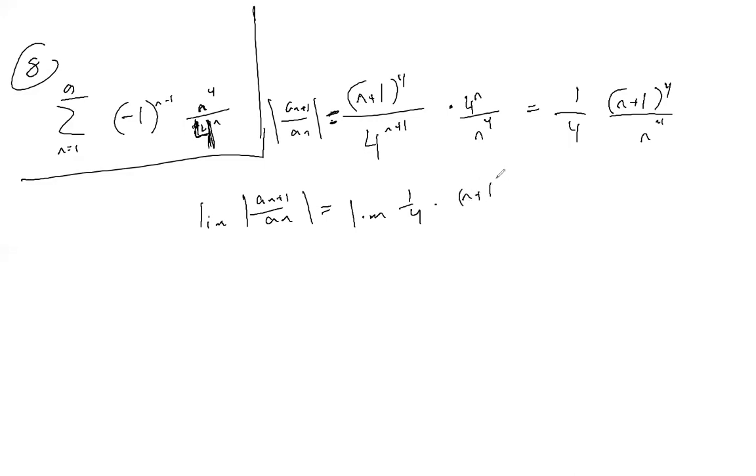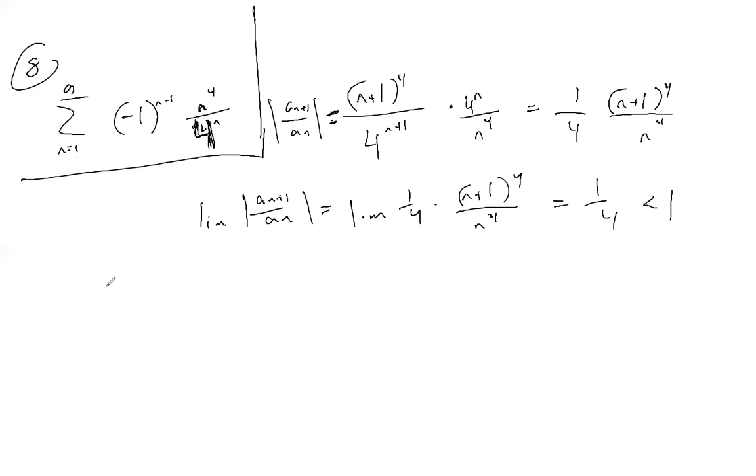Okay, and what is this limit? Maybe you can see already, it's going to be 1/4, right? The limit of this stuff is going to go to 1, and then I get multiplied by 1/4. So my limit's 1/4, which is definitely less than 1. So my series is absolutely convergent.